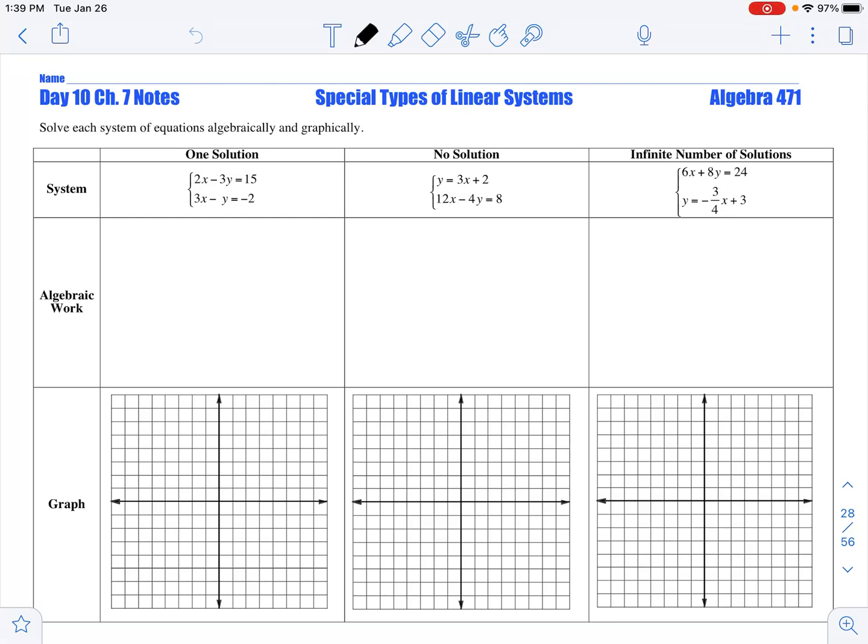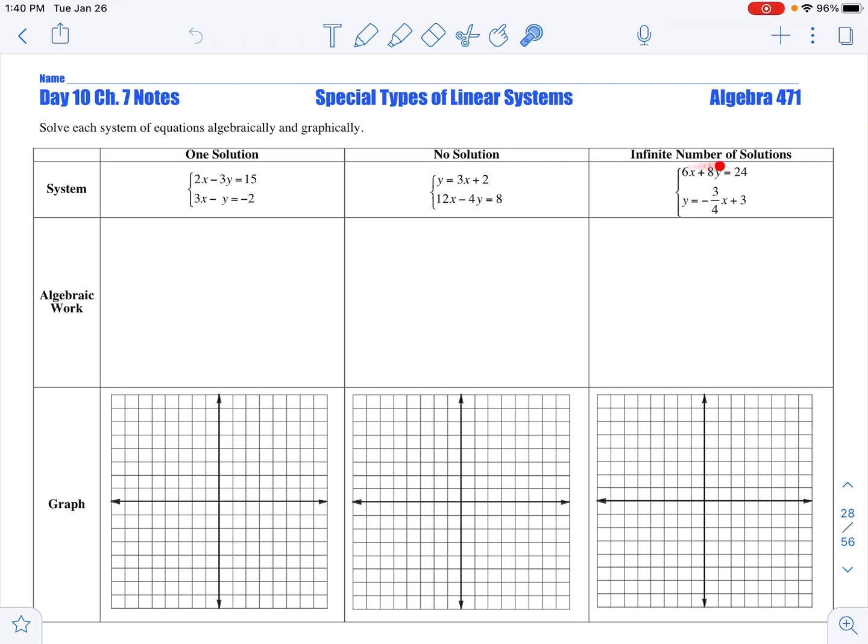Alright, today we're going to take a look at day number 10 notes on chapter 7. So today we're going to discuss special types of linear systems. We're going to look at this both as a system itself. So we're going to give you a system, do it algebraically and solve it algebraically, see what that solution looks like. We're also going to graph it and see what that system looks like graphed.